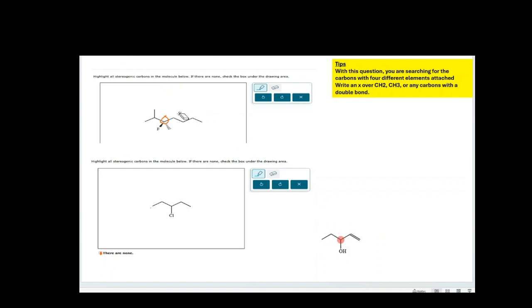So again, fairly simple. Just utilize your rules of looking at the carbon that has something attached and then just circling what's on each side of it to see what really matches up.